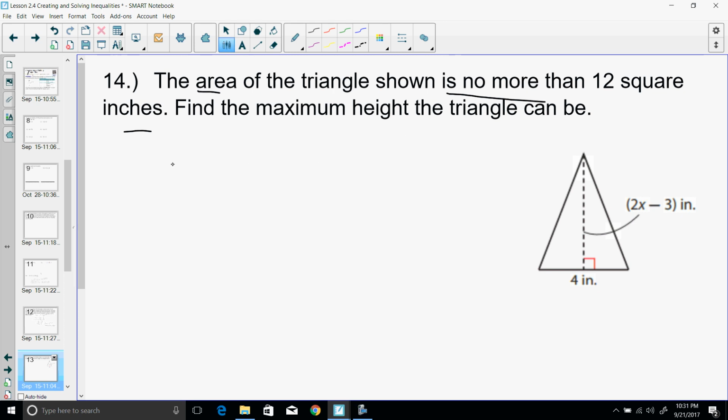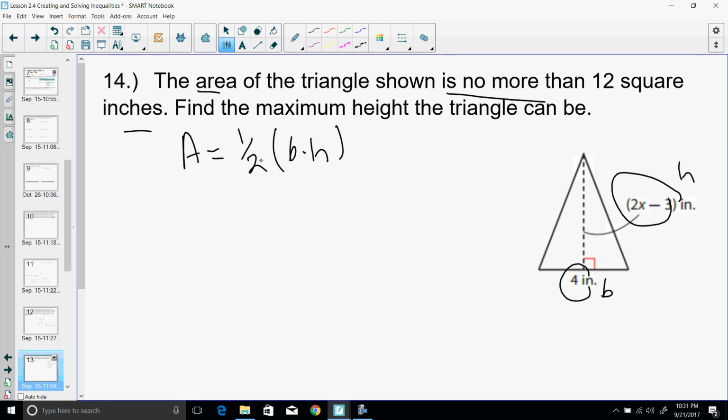So what that means is that we have an area. Area formula, remember, is equal to 1/2 times the base times the height. Well, the base is here. That's 4. The height is here. This is my base. That's my height. So now we have to insert an inequality. So area has to be no more than 12, which means the maximum area is 12: 12 is no more than 1/2 times my base times my height.